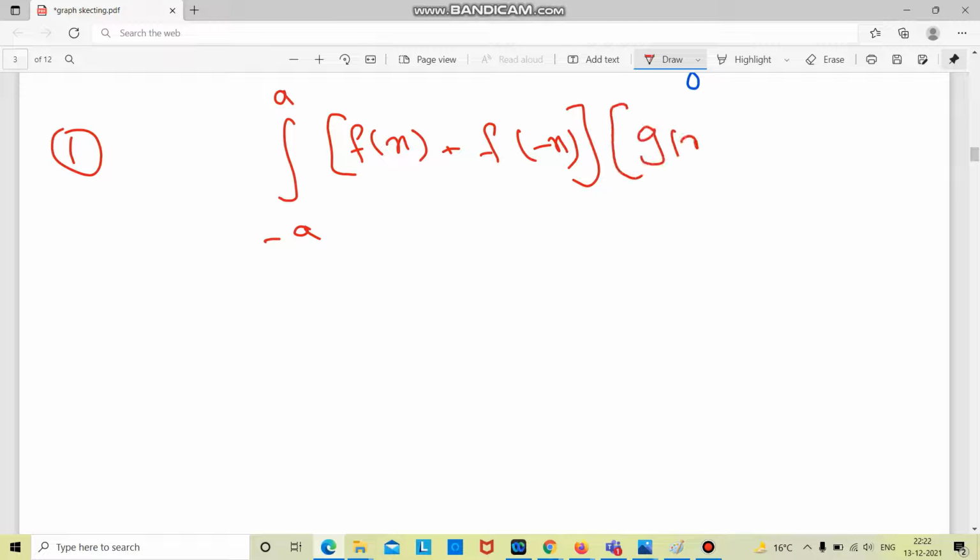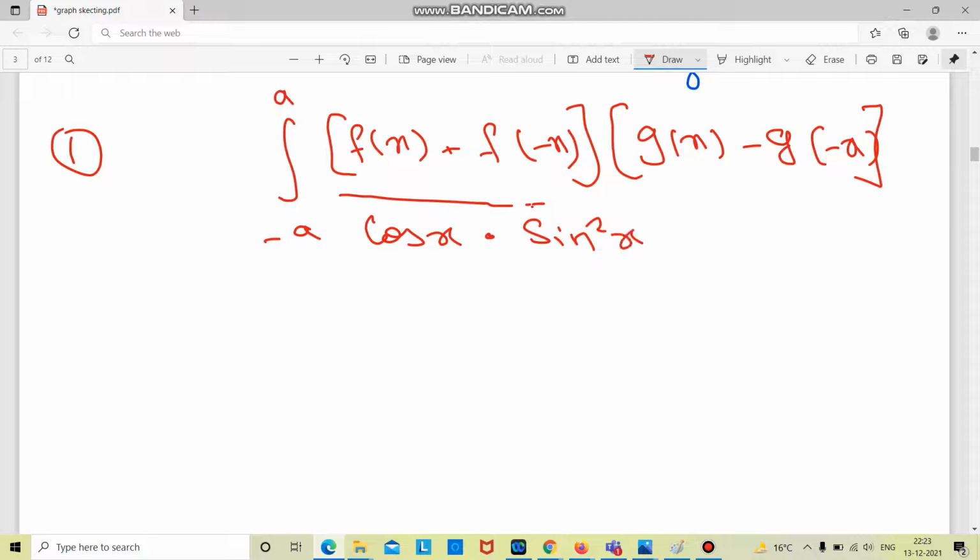First question: integration from minus a to a of (f(x) plus f(minus x)) into (g(x) minus g(minus x)) divided by cos x into sine squared x, dx.